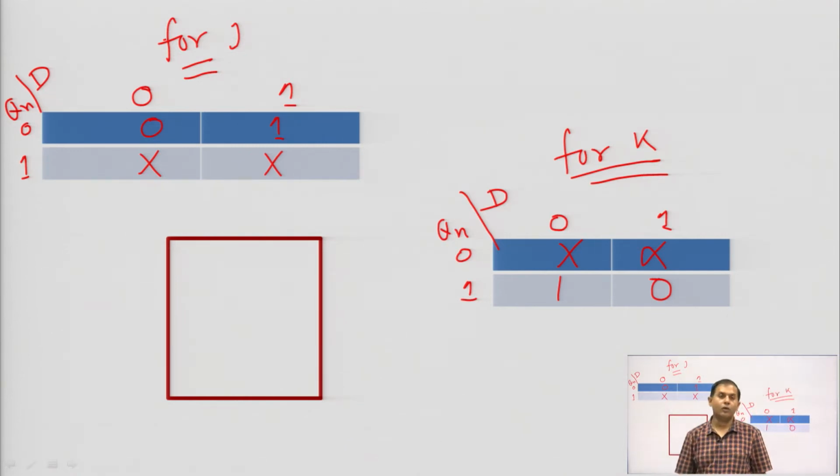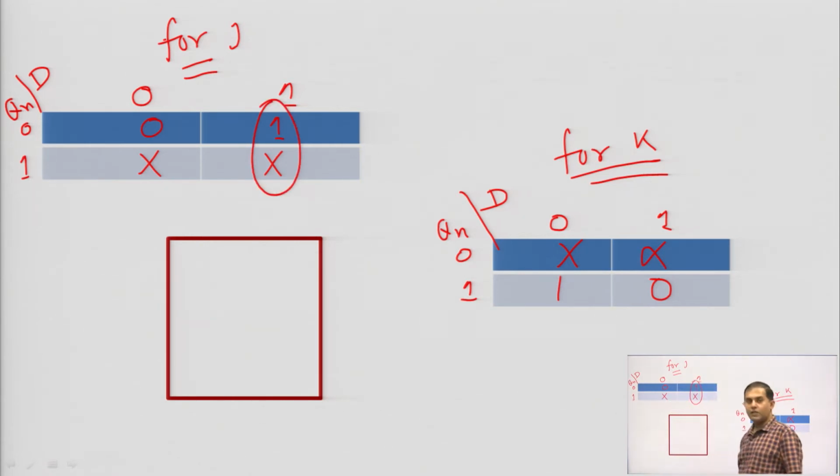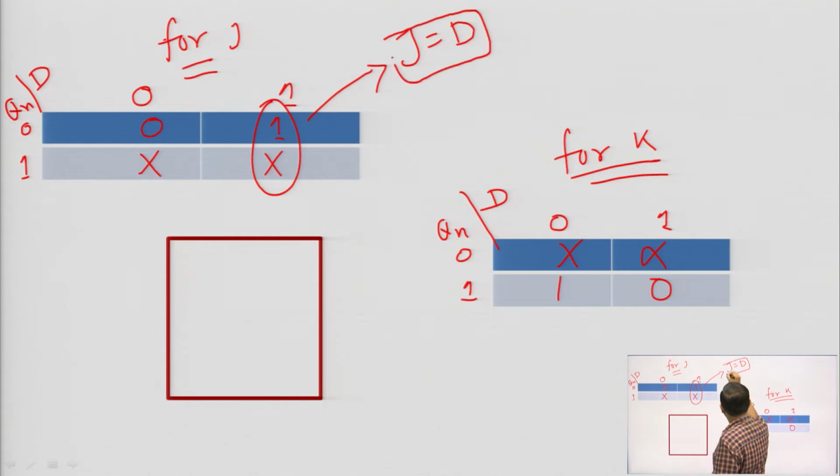Okay. Now, we will do the grouping. Here only one group is made because this is a do not care condition. So, from this we write that J is equal to D. This is the equation for J. The output J will be D.